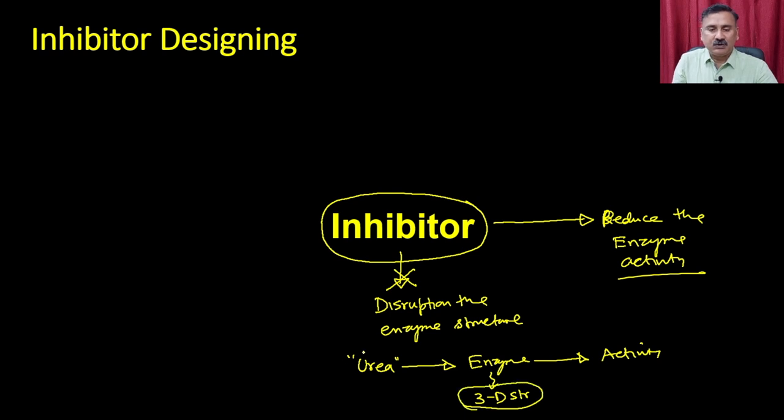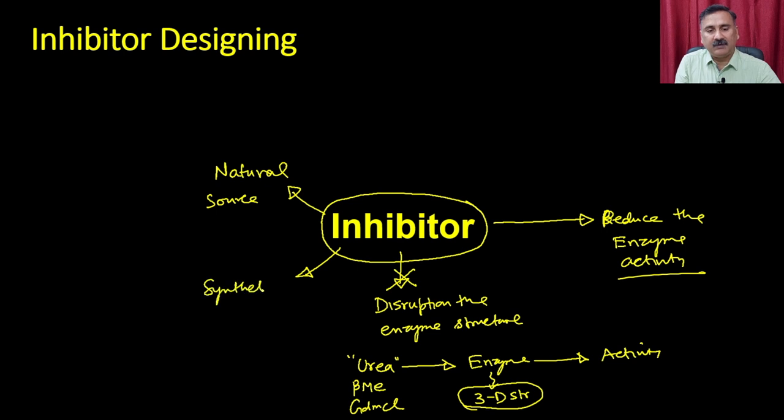The same is true for other kinds of denaturants. For example, you can have beta-mercaptoethanol, or you can have GdmCl. All these kinds of enzyme structure disruptors should not be considered as inhibitors. Now, an inhibitor is going to reduce the enzyme activity. An inhibitor could be from natural sources, or from synthetic sources. So they can be synthetic chemical molecules, or they can be from natural sources.